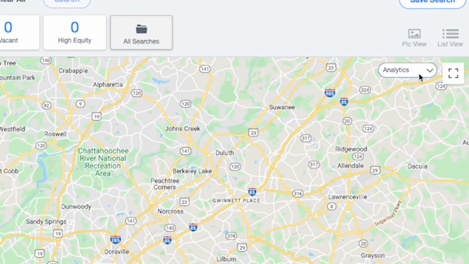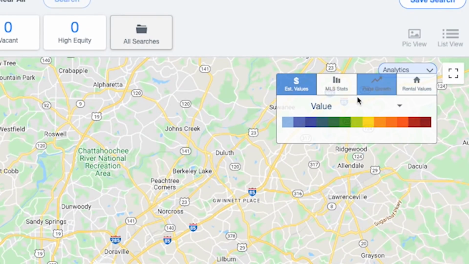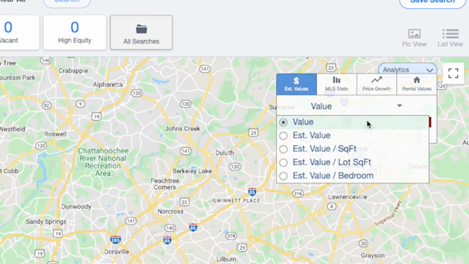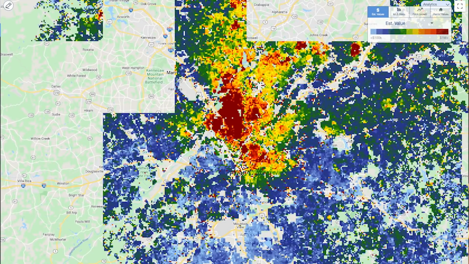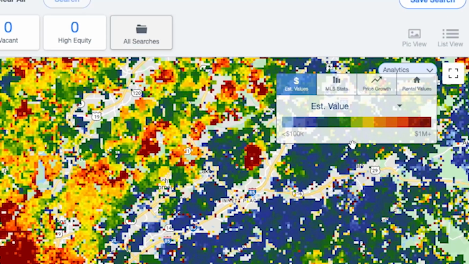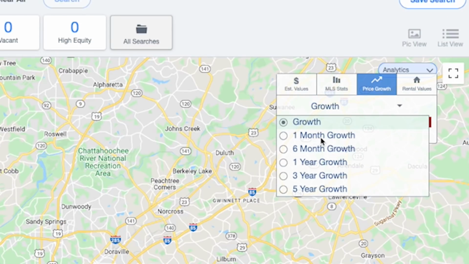To find those hot pockets in your market, you can use their analytics tool in the upper right-hand corner of the map view, and that's going to color code the map based on whatever you're selecting. So if I wanted to know the parts of Atlanta with the highest valued properties, I could see that they're clustered on the north side. But if I wanted to see what parts of the city had the most growth in the last year, I can see that that's clustered on the south side.